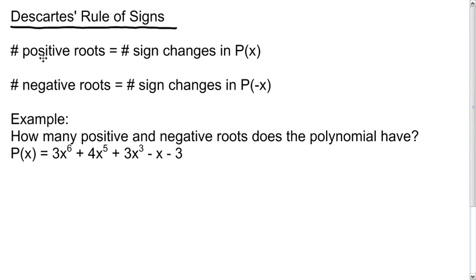Descartes came up with the observation that the number of positive roots is equal to the number of sign changes in the polynomial, and the number of negative roots is equal to the number of sign changes in p of negative x. And it actually could be fewer than this, but this is the maximum number. And when it's fewer, it can only be an even number fewer, so it could be 2, 4, 6 fewer than that answer.